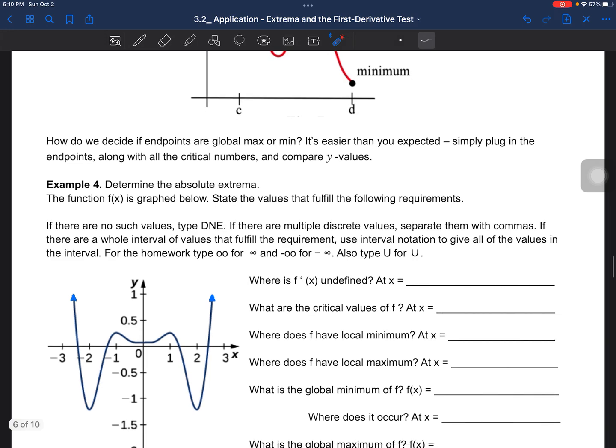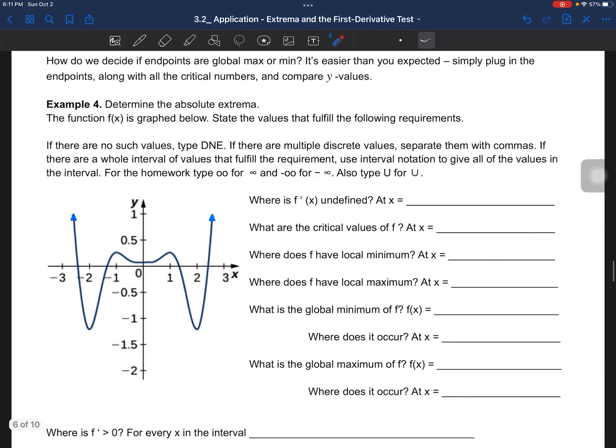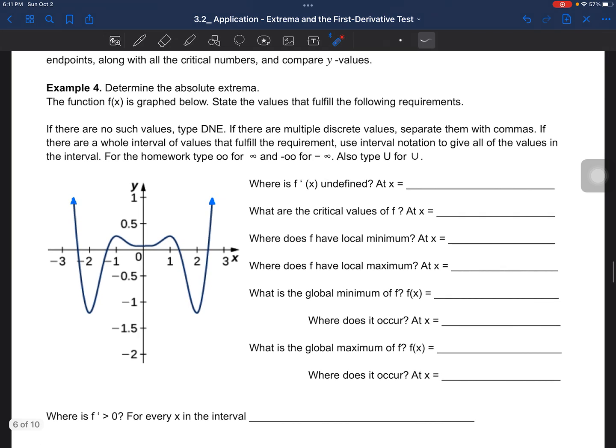So let's look at another graph here, and we're going to discuss a few things and review a few items that we have discussed before we actually jump into another type of problem, right? So in this example, we have just a picture of a graph, and we are asked to find different items of the graph. For example, the first one says, where is f prime defined?